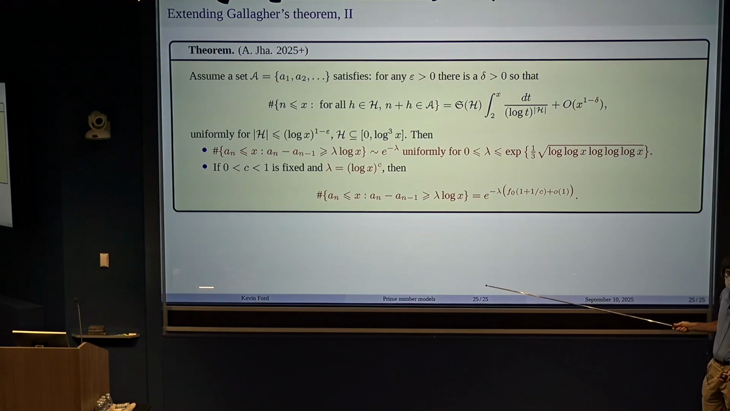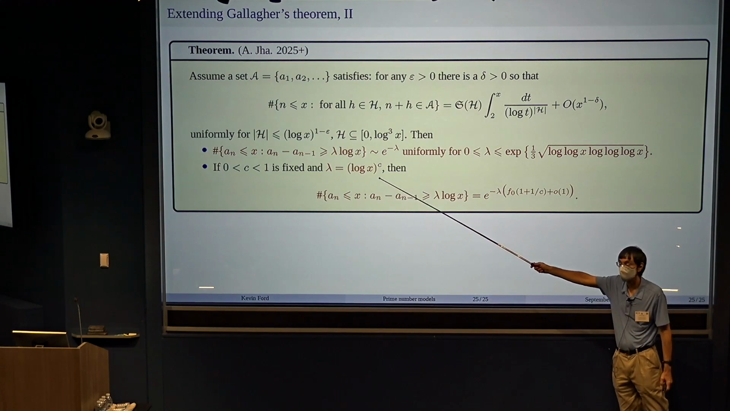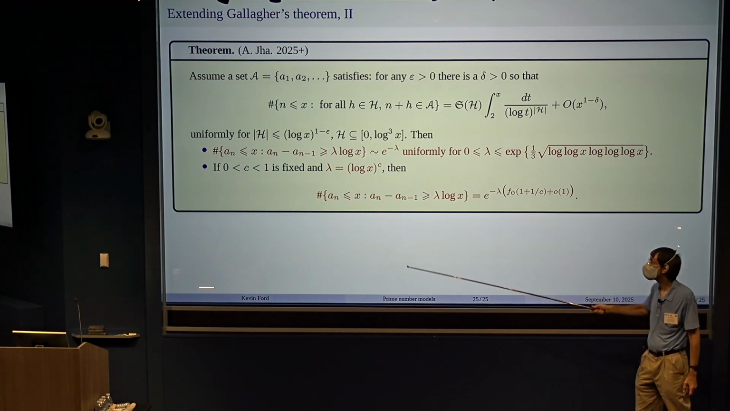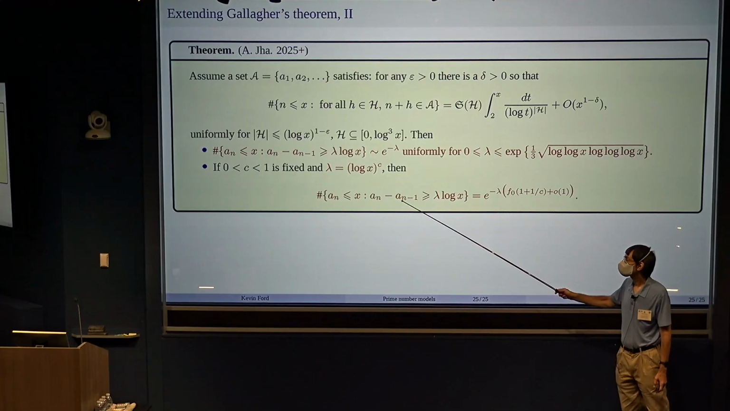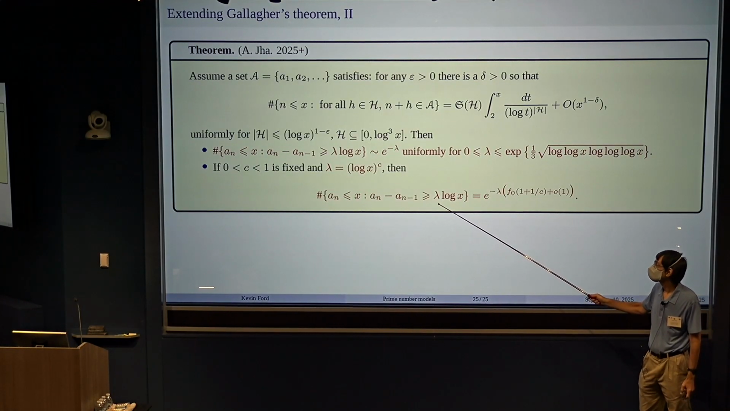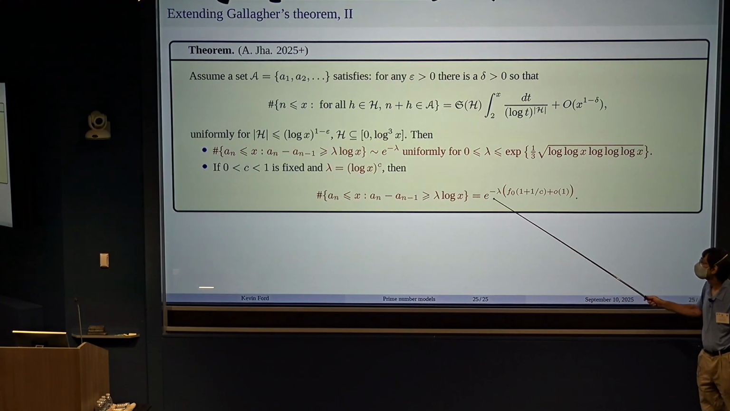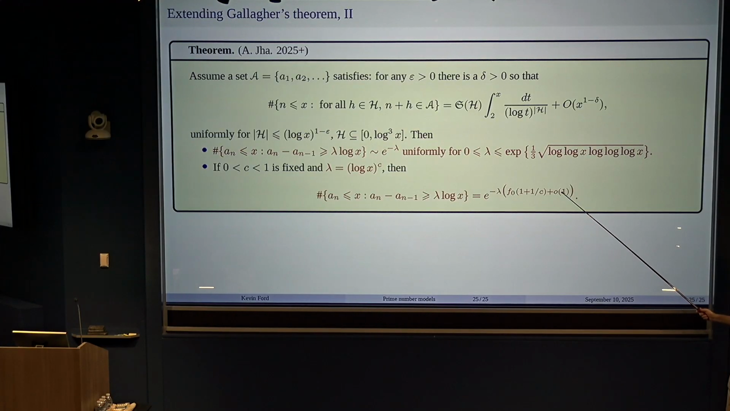However, okay, that's good. That matches what we have with Gallagher. However, if lambda is rather large, like a power of log, then the proportion of elements whose gap is at least lambda times log x has this behavior. Now, f0 of this is a number which is less than 1. So it's e to the minus, let's say, 0.99 lambda instead of e to the minus lambda.